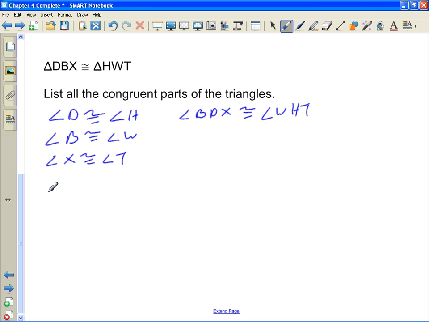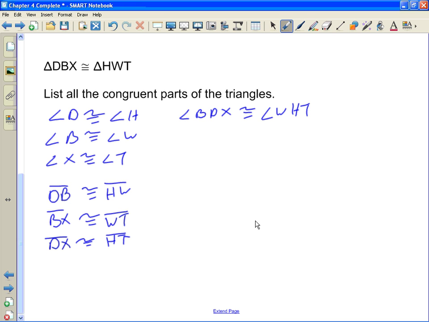Now let's talk about sides. DB, the first 2 letters, will be congruent to the first 2 letters here, HW. BX, the last 2 letters, will be the same as WT, the last 2 letters here. And then we've got DX, the first and third, congruent to HT, the first and third.